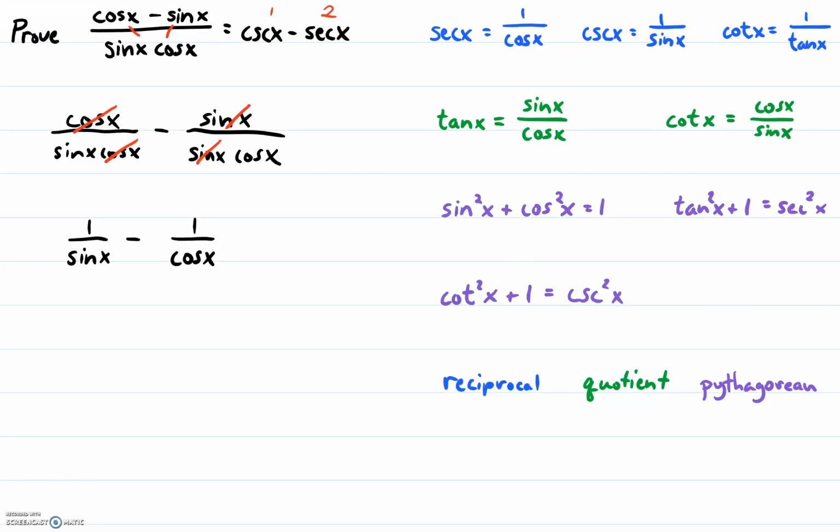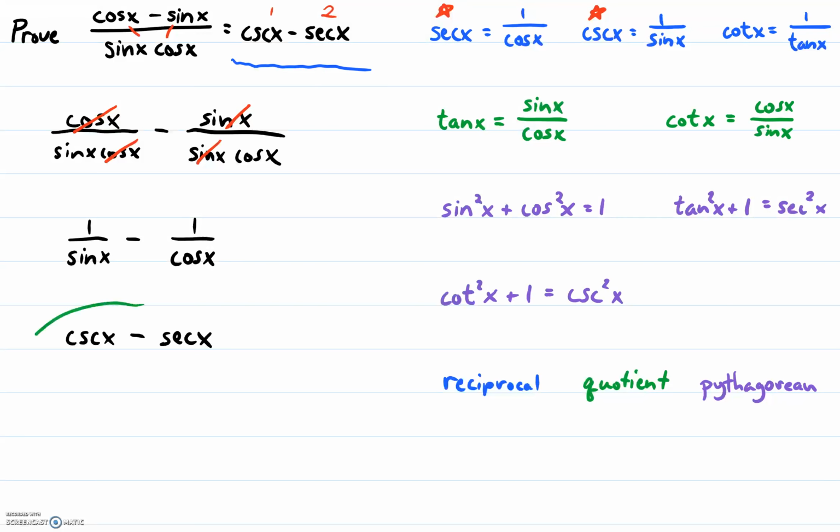So we haven't used any of these identities yet, but the next step is going to use them. If we look back at what we want to match up to, we want cosecant x minus secant x, and right now we have everything in terms of sine and cosine. So we're going to take advantage of our reciprocal identities. 1 over sine is the same thing as cosecant, and 1 over cosine is the same thing as secant x. All I'm doing is trading out the 1 over sine x for cosecant x, and the 1 over cosine x for secant x. And that's it. Now we match.